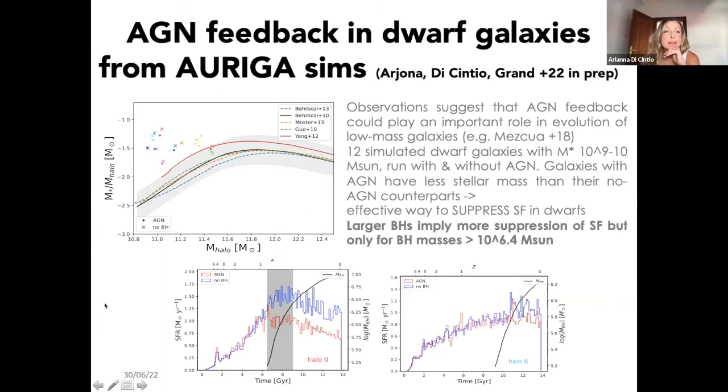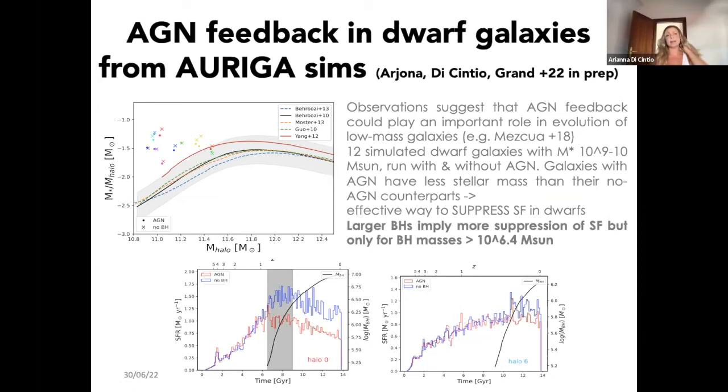With PhD student Ellen Arjona, we've been recently looking at the impact of AGN feedback in dwarf galaxies. In particular, we've been using the Auriga simulations. There is observational evidence that shows AGN feedback is very important also in regulating the evolution of dwarfs. See, for example, the paper of Mezcua, 2018. So what we did is we ran 12 dwarf galaxies from Auriga with and without AGN. These are quite massive dwarfs. Stellar mass is 10 to the 9 to 10 to the 10.